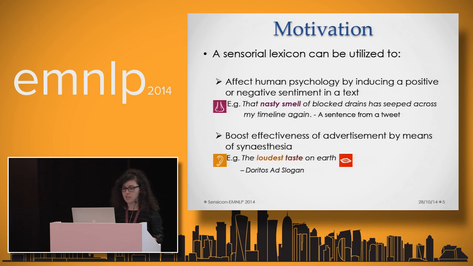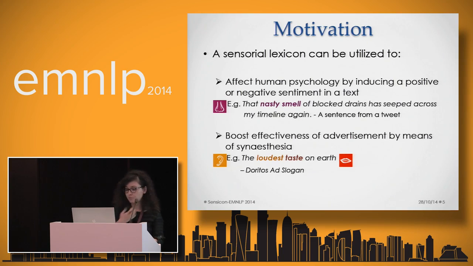Another motivation is that we can affect human psychology by inducing a positive or negative sentiment in a text by using a sensorial lexicon, by using sensorial expressions. Let's look at this example. It's a real tweet. That nasty smell of blocked drains has seeped across my timeline again. In here, we can see that by using a smell-related expression, such as nasty smell, we are giving a negative sentiment to this text.